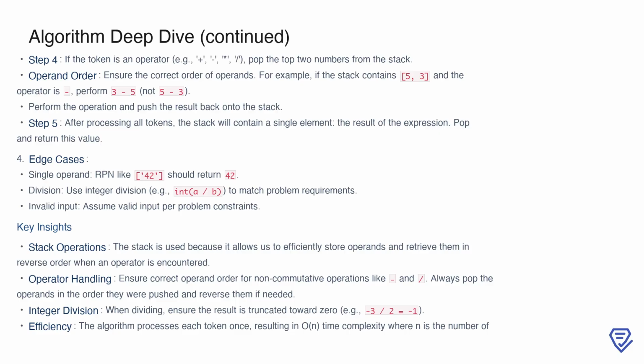Additionally, there are some edge cases to consider. For a single operand like 42, the result is simply 42. For division, we use integer division to ensure the result is truncated towards 0, as required by the problem. Lastly, invalid input is not a concern here, as the problem guarantees valid input.